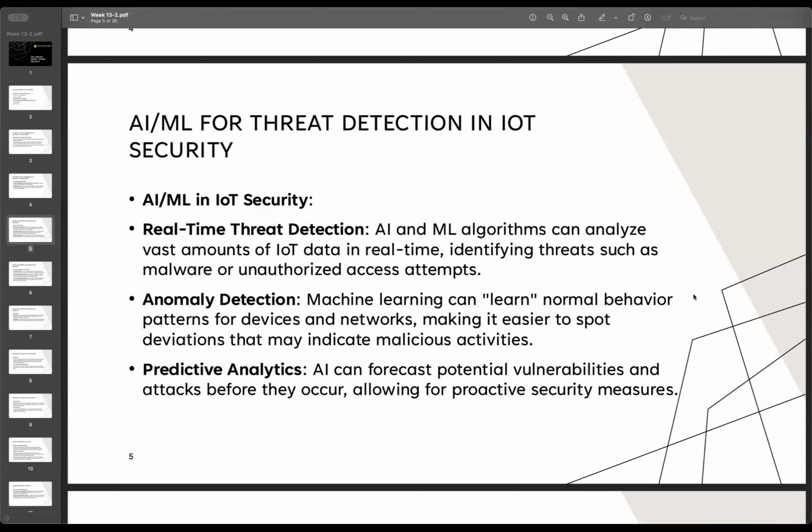we use it for real-time threat detection, so we can analyze vast amounts of IoT data in real time and identify threats, like malware and unauthorized access attempts. Also, we can detect anomalies. We can learn the normal behavior pattern of the device network, so it's easy to spot deviations that may indicate malicious activities.